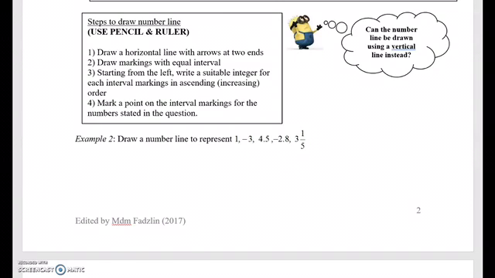After knowing the features of the number line, let us try to draw a number line. These are some of the steps to draw the number line. Please use pencil and ruler and draw it neatly.